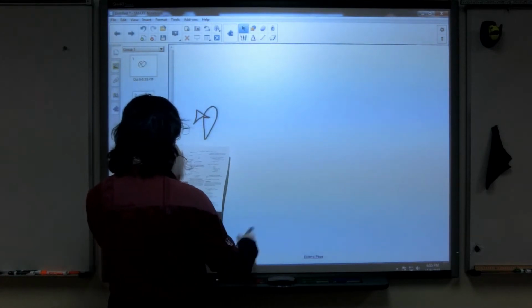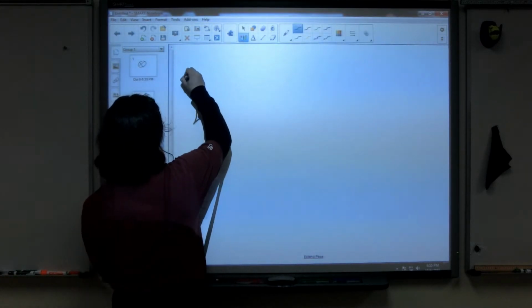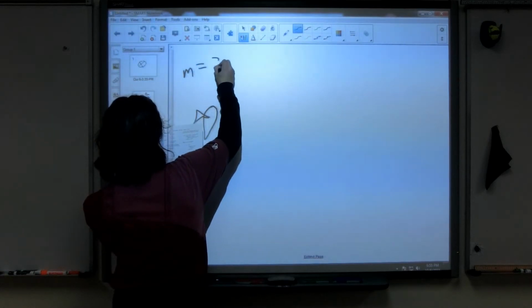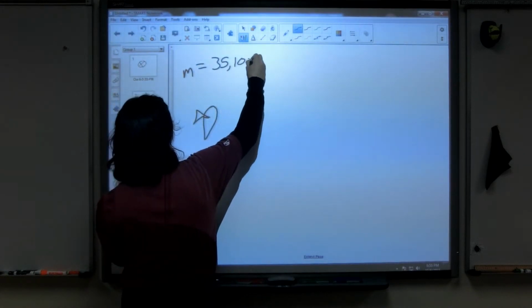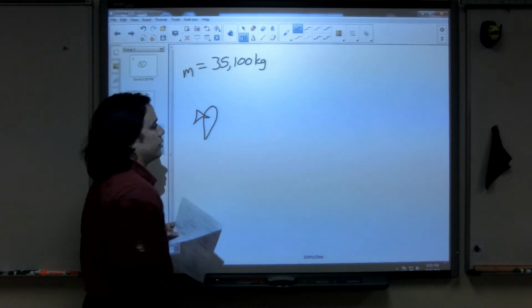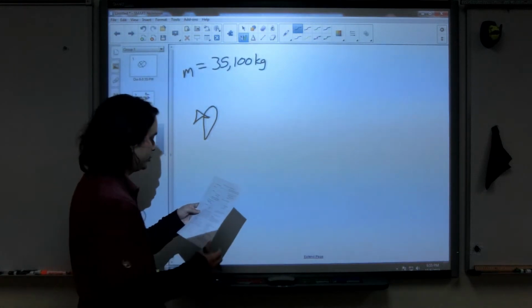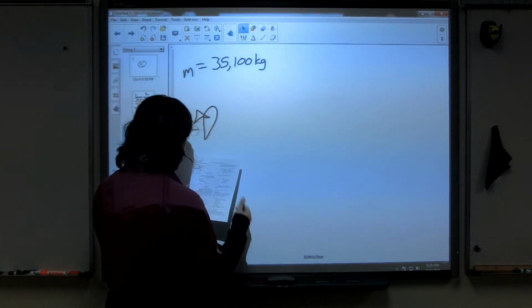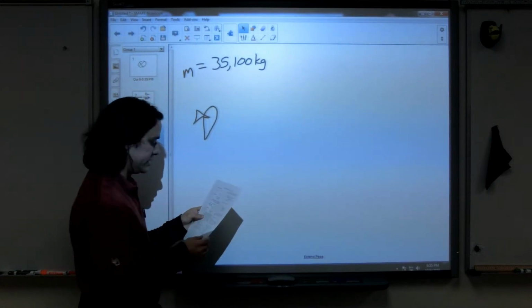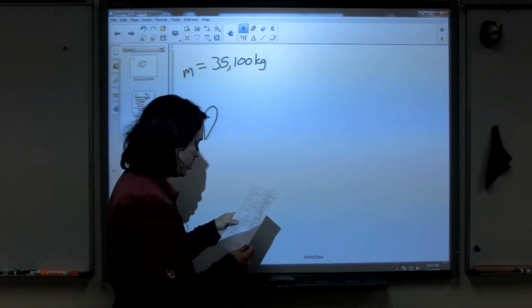And we find out, at least for the numbers that I have in front of me, that the mass of the sailboat is 35,100 kilograms. It's pretty heavy, it turns out. Boats are kind of big, usually. Now, my problem says that it experiences an eastward force, and it gives a number.